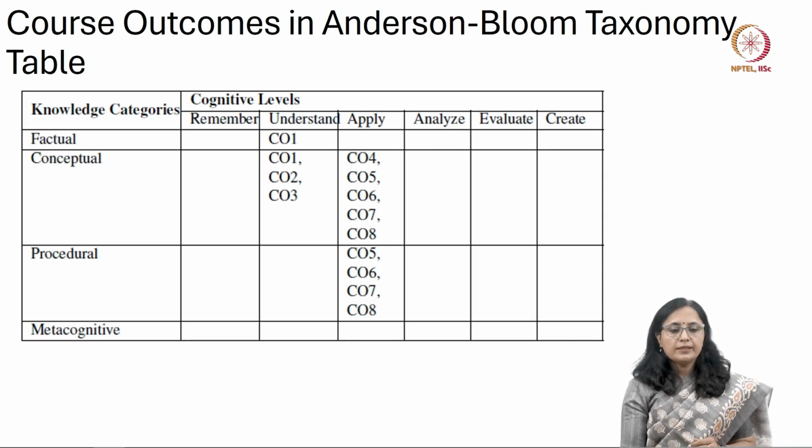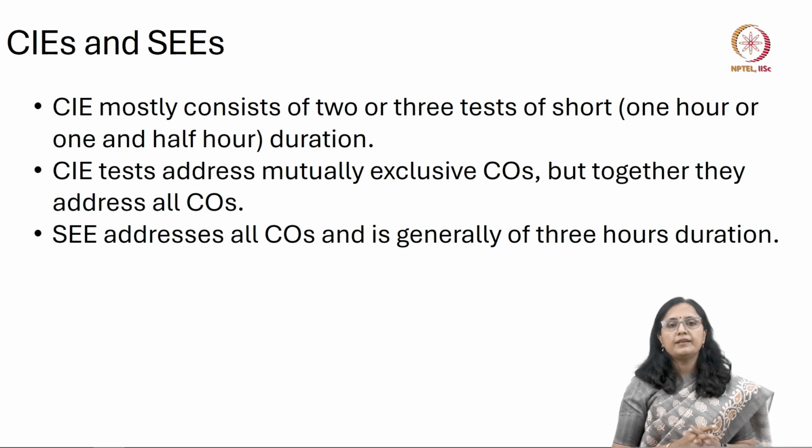So as we know that there are 2 kinds of summative assessment that we conduct. One is CIE and another is semester end examination, which is SEE. So CIE mostly consists of 2 or 3 tests of short duration. It can be 1 hour or sometimes it is also of 90 minutes duration. And CIE basically addresses mutually exclusive course outcomes, but together they address all course outcomes.